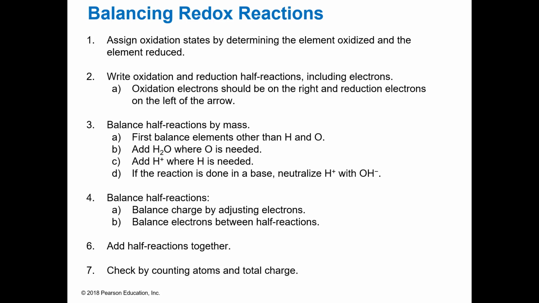Oxidation electrons should be on the right. Make sure they're on the right. That means you're losing those electrons. Reduction, the electron should be ahead of the arrow.